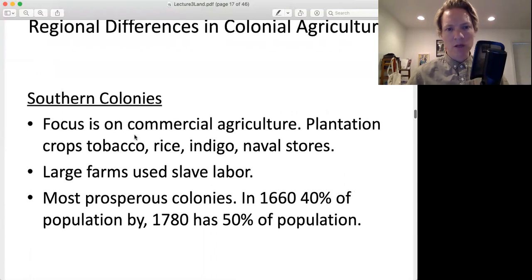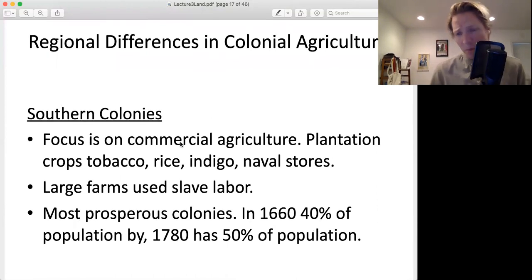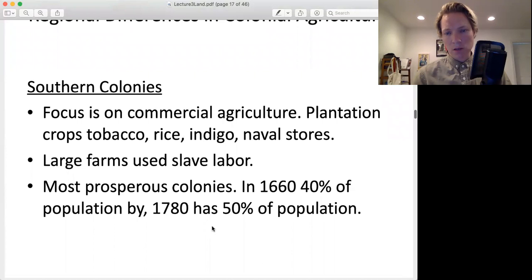All right, and so we have these kind of large scale crops: tobacco, rice, indigo, with large farms. Okay. And as we've covered before, these are the prosperous colonies, in terms of these are the farms that people are growing wealthy off of. So your plantation owners are your initial elites in what would become the United States of America. And they're also populous. Okay, so they have like half the population.